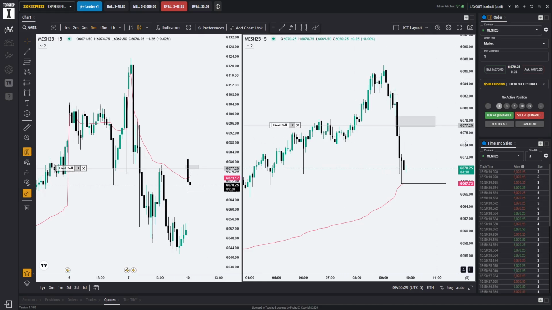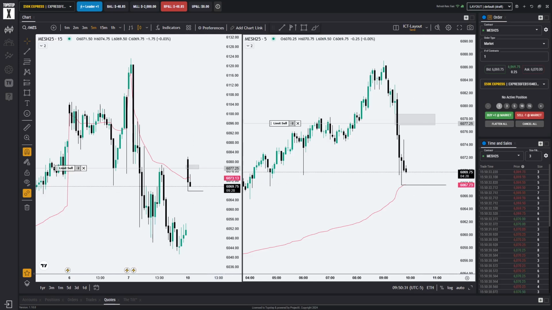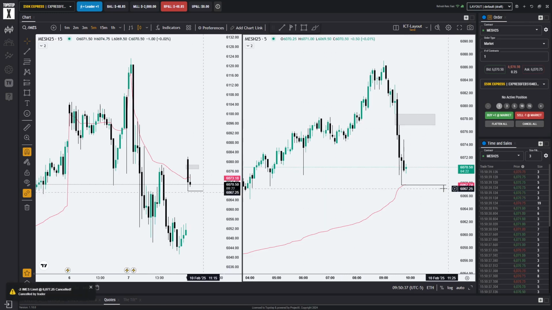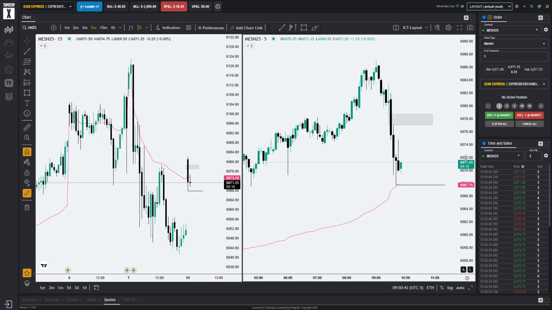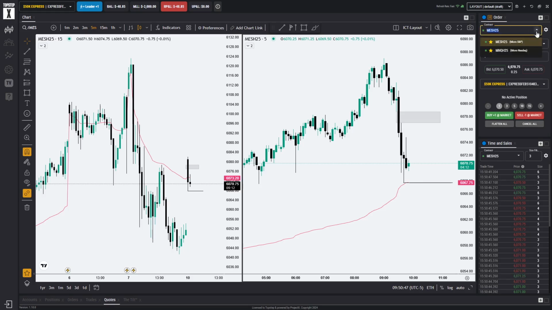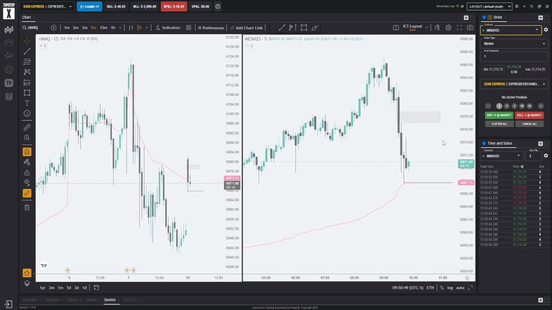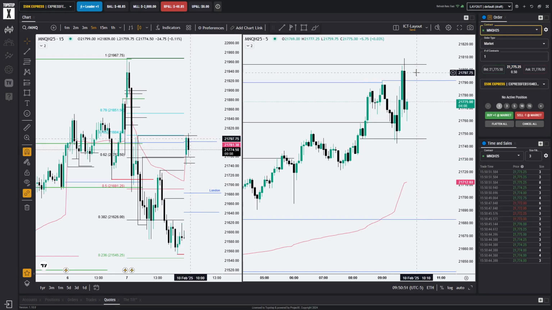Yeah, so we got stopped. That's okay. I was expecting that something like this might happen. So it's a tricky situation because ES is here, NQ is up there.